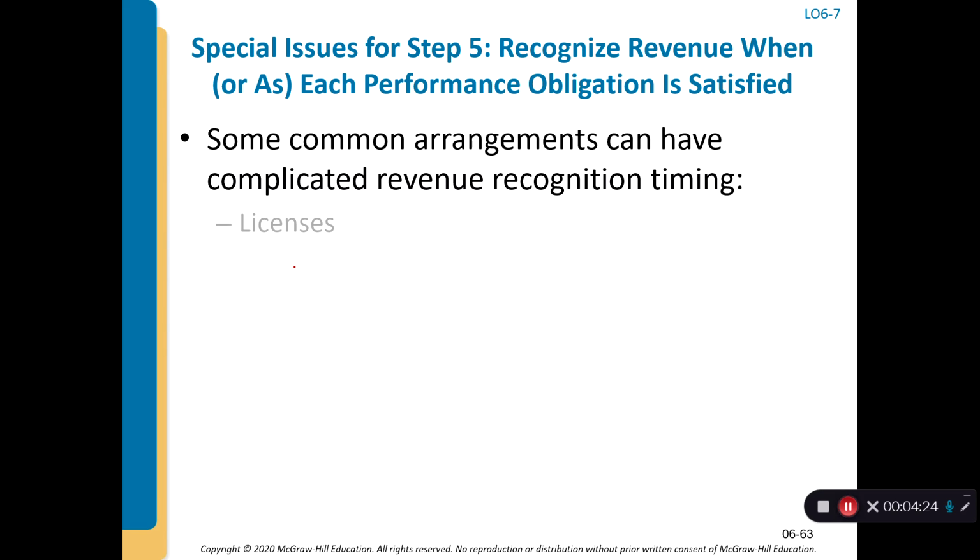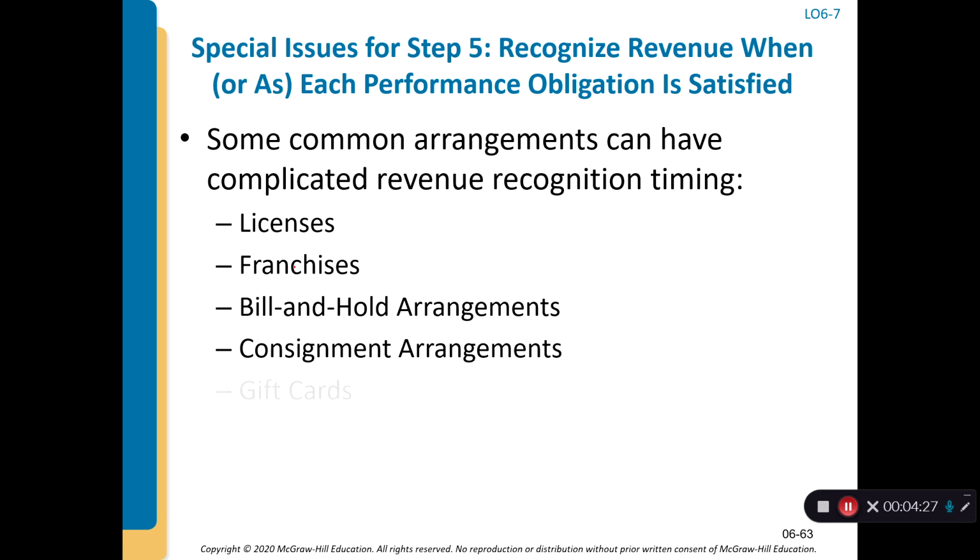Special issues step 5 is actually a little more complicated than simply recognizing revenue, because there are so many different forms of recognizing different kinds of revenue, right? It's when each obligation is satisfied, but how do you identify that the obligation is satisfied? There are a lot of different kinds of arrangements. First of all, we want to talk about licenses, and then franchises, bill-and-hold arrangements, consignment arrangements, and gift cards.